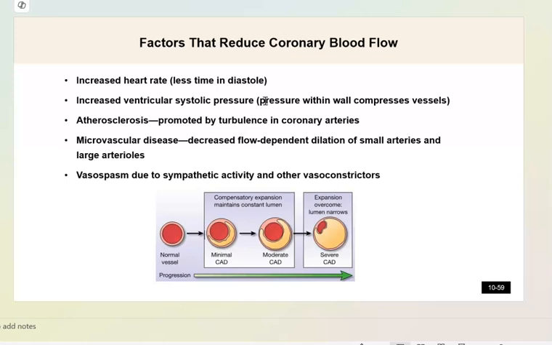If we have atherosclerosis, we will get turbulence in the coronary arteries, but we also eventually will have narrowing of the lumen. Microvascular disease means decreased flow-dependent dilation of small arteries and large arterioles. And then vasospasm due to sympathetic activity and other vasoconstrictors would also reduce our coronary blood flow. Anything that's going to spasm and shrink down the size of that coronary artery.